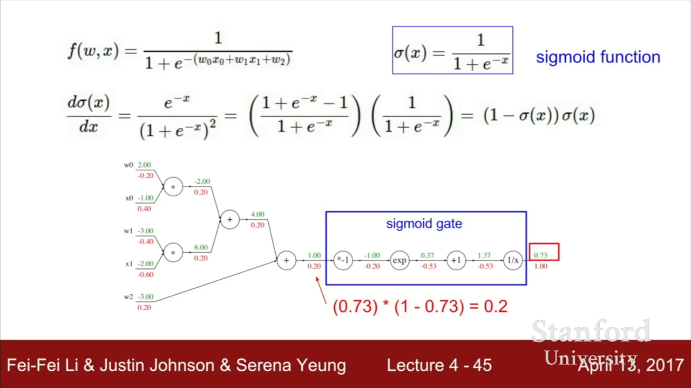1 minus sigmoid of x times the sigmoid of x. So if we plug this in, and here we know that the value of sigmoid of x was 0.73, we'll see that the value of this gradient is equal to 0.2. Right, so the value of this local gradient is 0.2. We multiply it by the upstream gradient, which is 1, and we're going to get out exactly the same value of the gradient with respect to before the sigmoid gate as if we broke it down into all of the smaller computations.